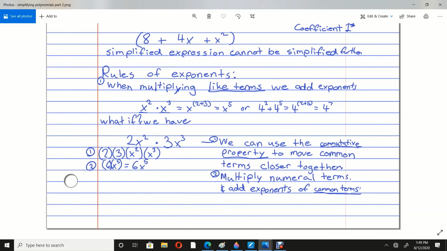Now when we do this, we just multiply the coefficients. We just multiply the numbers together. They're just numbers, so just multiply them like it's a 6, and when we multiply common bases, x squared and x cubed, we add the exponents. 2 plus 3 is 5, so we get 6x to the 5th power. We multiply numeral terms and add exponents for common terms.